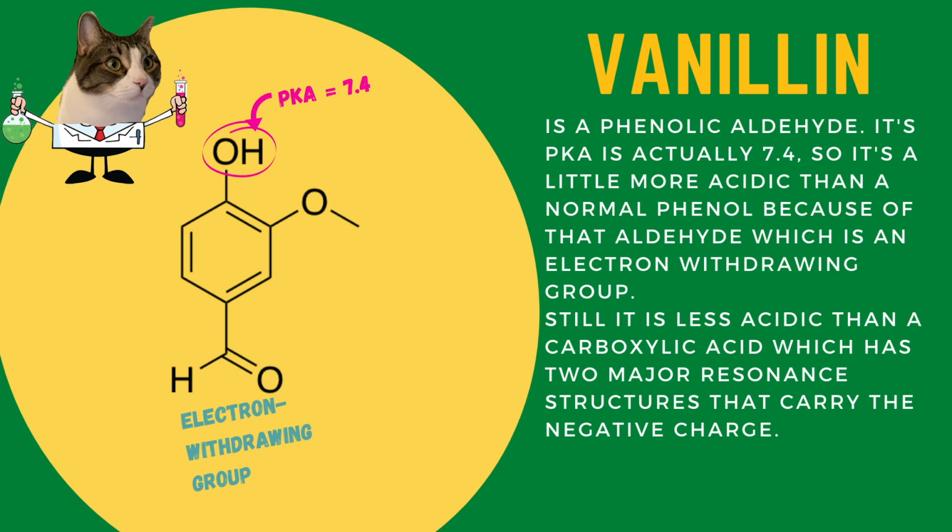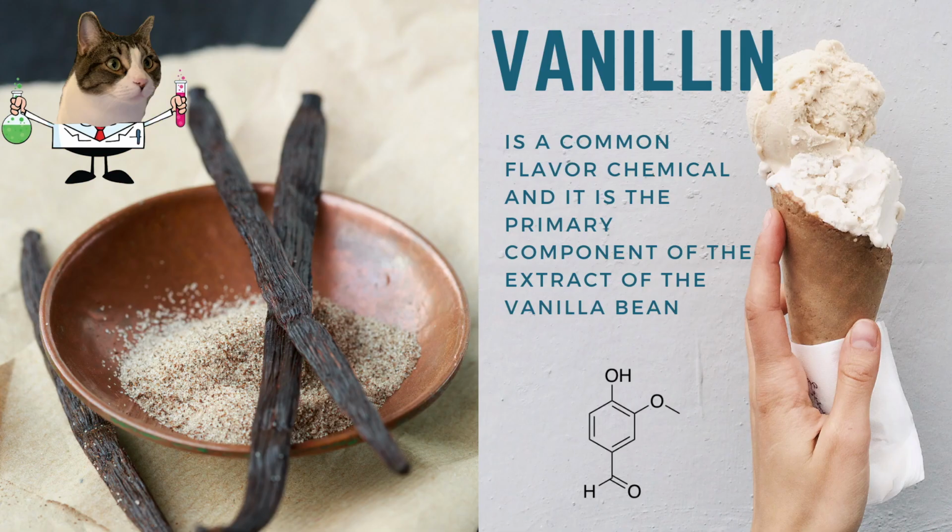Vanillin is a phenolic aldehyde. Its pKa is actually 7.4, so it's a little more acidic than a normal phenol because of that aldehyde, which is an electron withdrawing group. Still, it is less acidic than a carboxylic acid, which has two major resonance structures that carry the negative charge. Okay, here's what I really wanted to tell you. Vanillin is a common flavor chemical, and it is the primary component of the extract of the vanilla bean. So you've probably eaten a phenol before, and I love ice cream too.